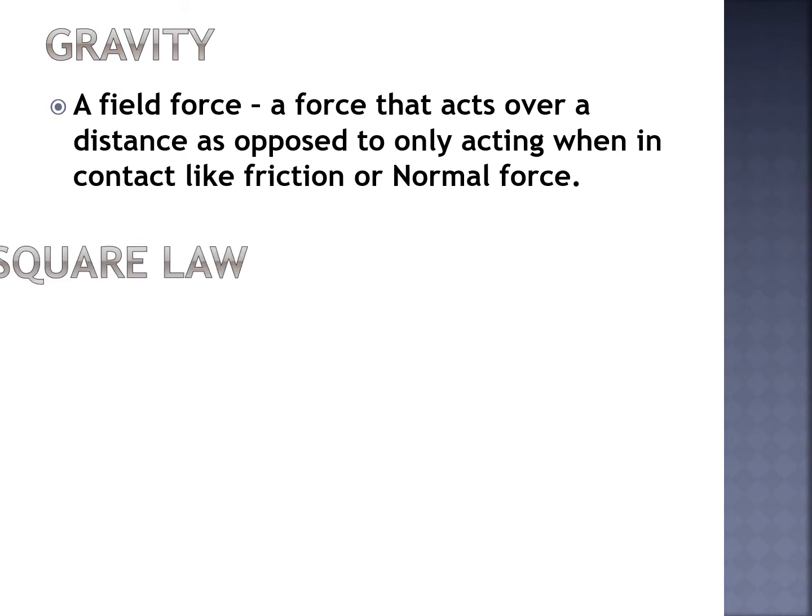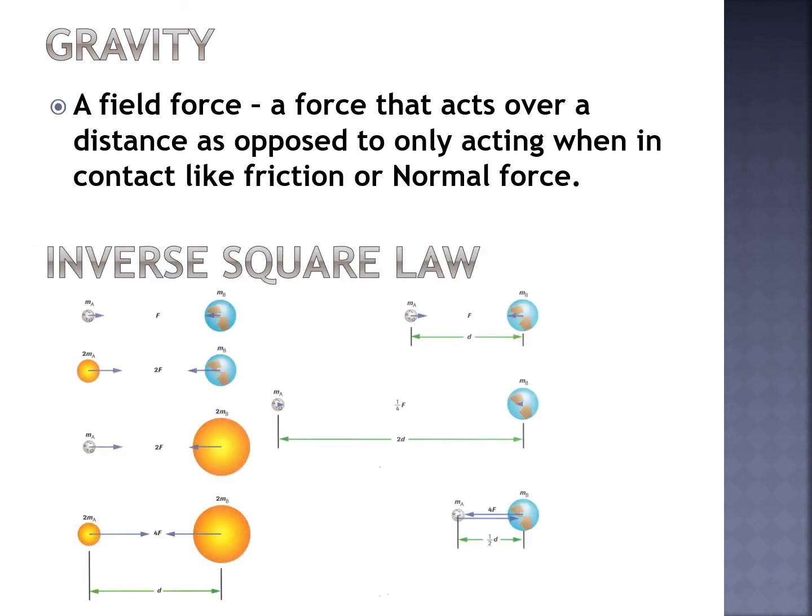Now, the relationship between how far away something is and the gravitational force is referred to as the inverse square law. And what this means is that if you increase the distance between two objects, so let's suppose I've got this mass here and this mass here, we've got the moon and the Earth, the distance between them, and we have a force that's being applied. Well, if I double the distance, then the force is going to change by the inverse square of the distance.